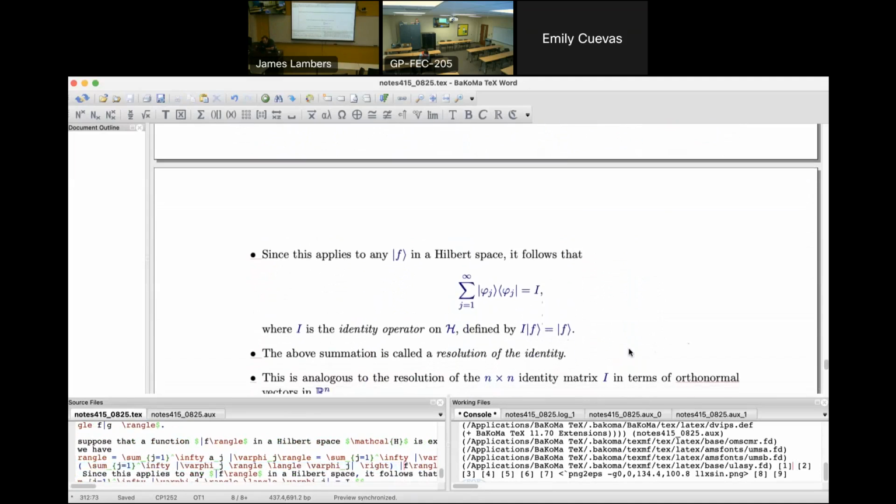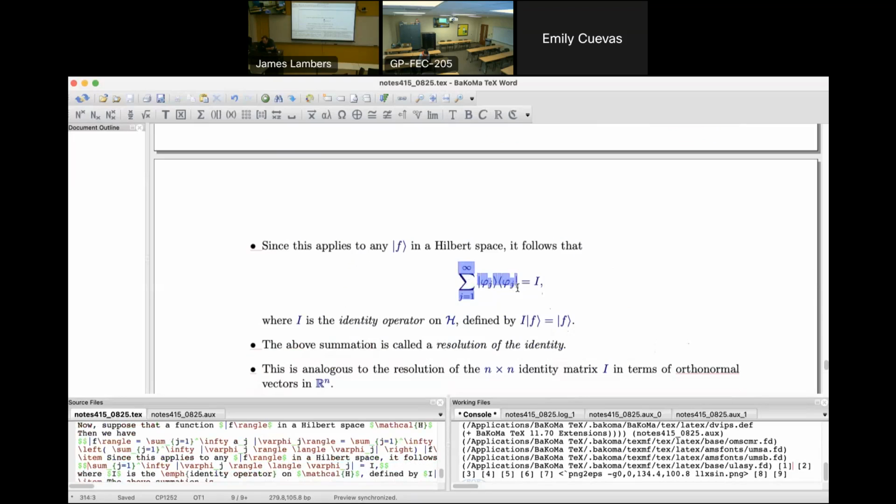And sure enough, it is. You think of this as an operator on a Hilbert space, that is the identity operator. And that's what you always have whenever you have an orthonormal basis. The identity operator applied to any function f is just the same function f. And this summation is called a resolution of the identity. Now, it's the identity when you include all the basis members.